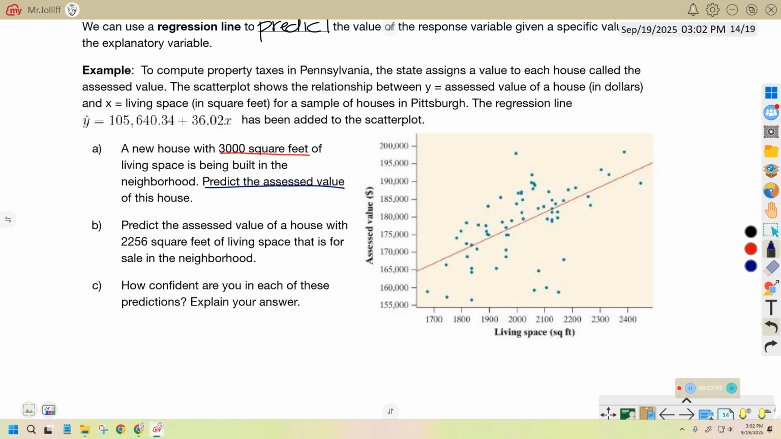Is that 3,000 square feet an X value or a Y value? Amy says an X value. How do you know? I'm inclined to agree. How do you know? But how do you know it's the explanatory?